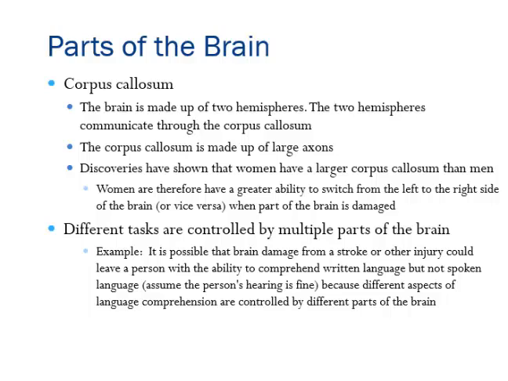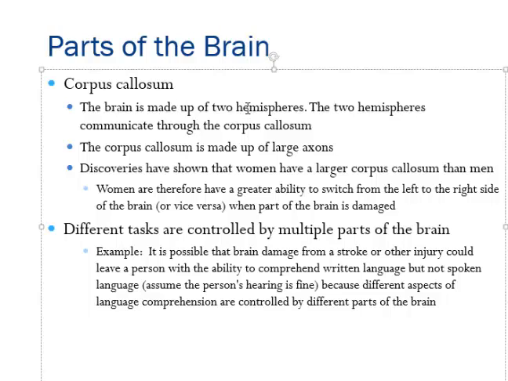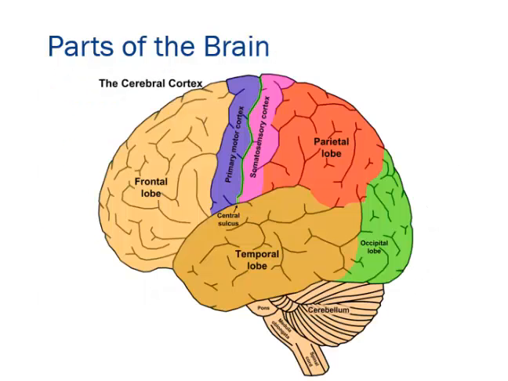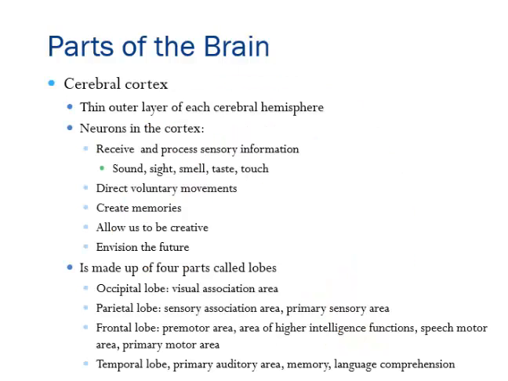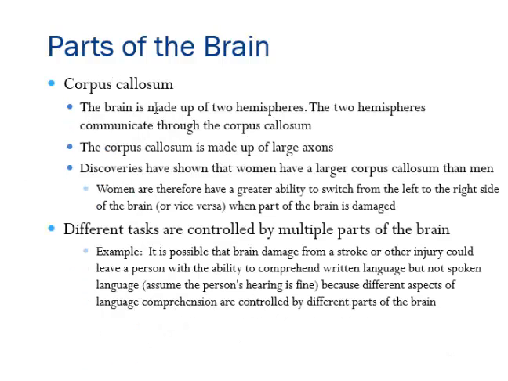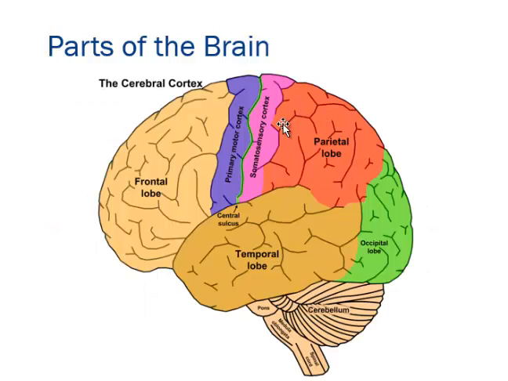The brain itself is made up of two hemispheres, which means two halves. Hemi means half, and sphere means circle. Like there can only be a western hemisphere and an eastern hemisphere of the globe. So the brain is made up of two hemispheres. The two hemispheres communicate through the corpus callosum, which should be somewhere around here.